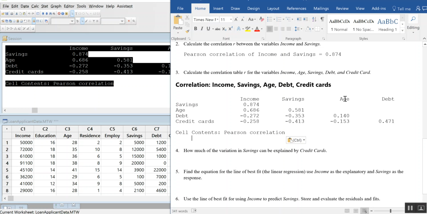But you might be wondering, why isn't age and savings in here? Well, I just pointed that out to you. Age and savings is already in here. It's right there. So it doesn't offer the extra ones you don't need. So if you wanted to know the correlation r value for all these, you could look at it that way.